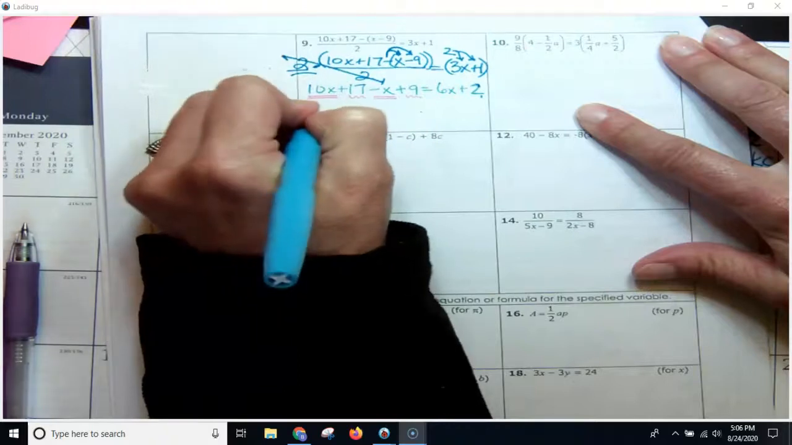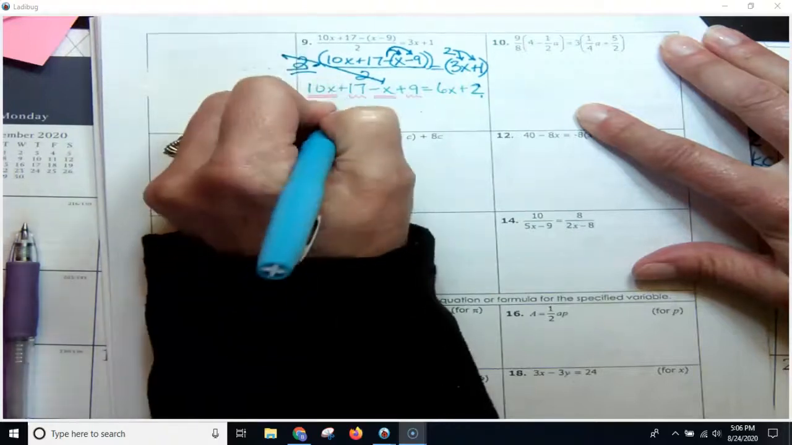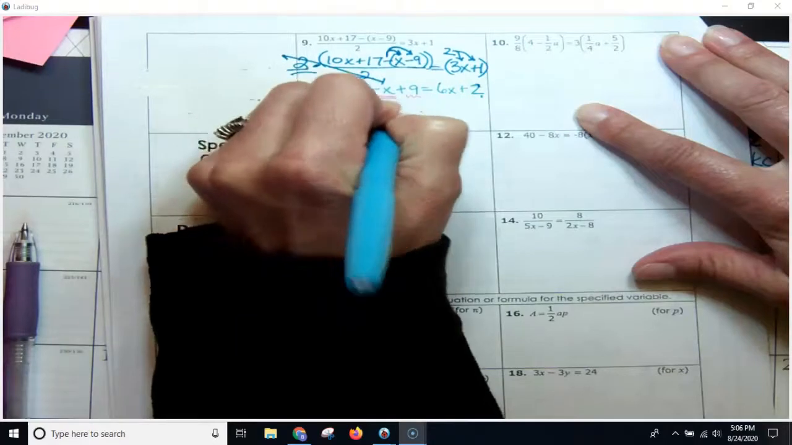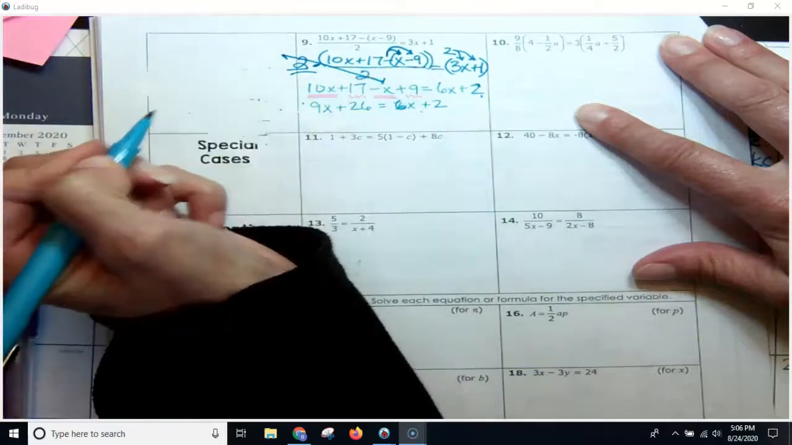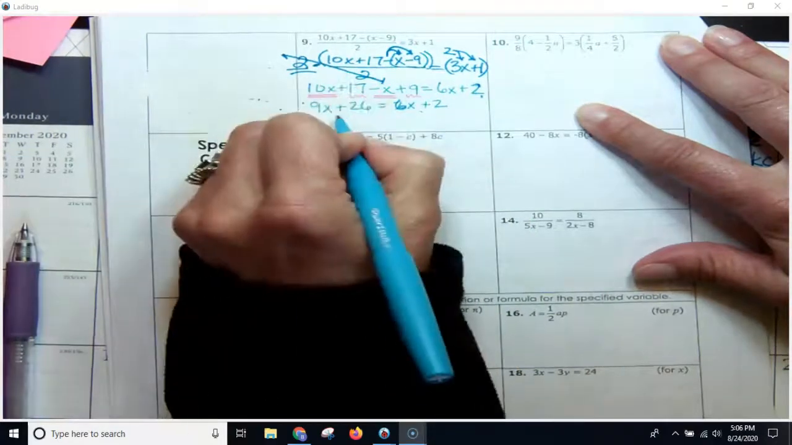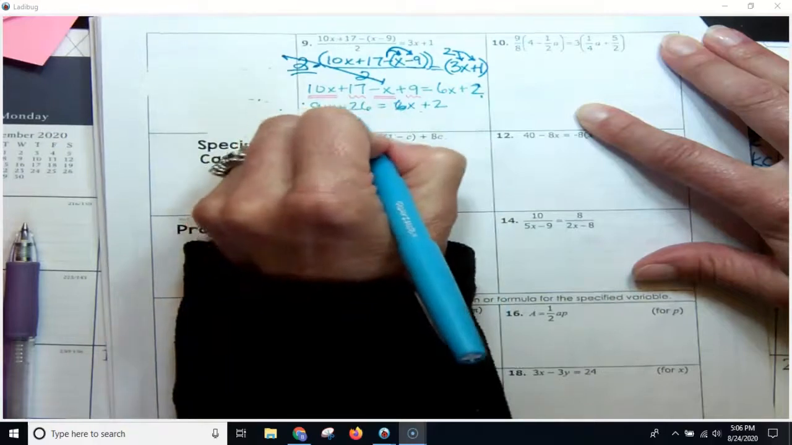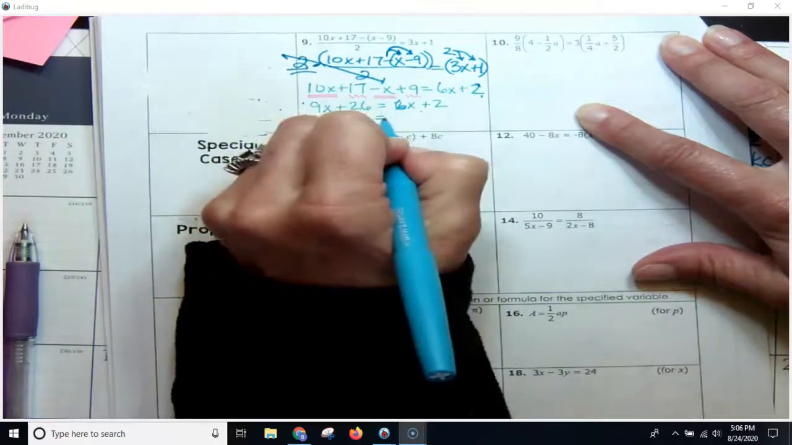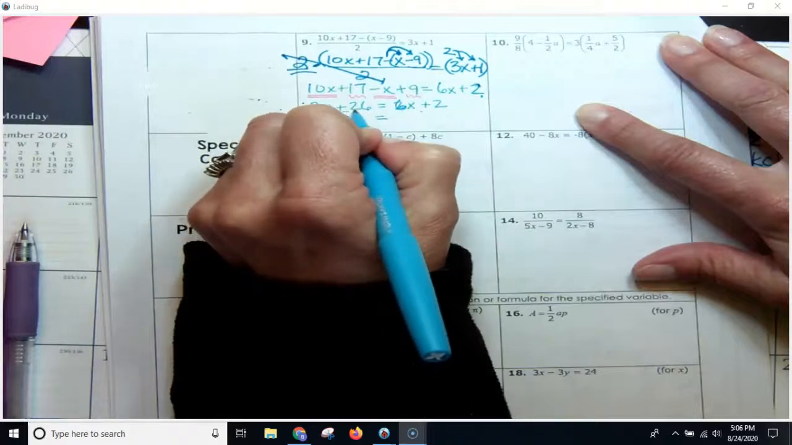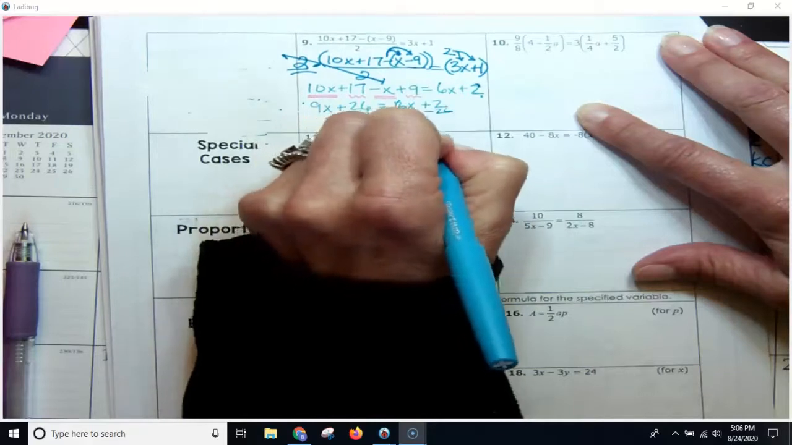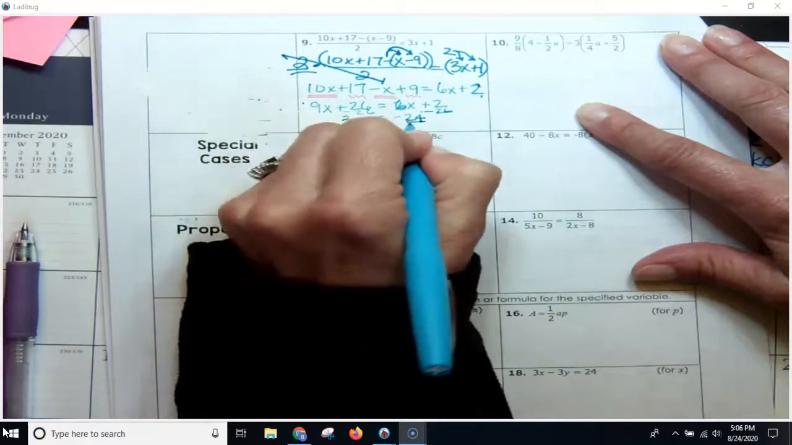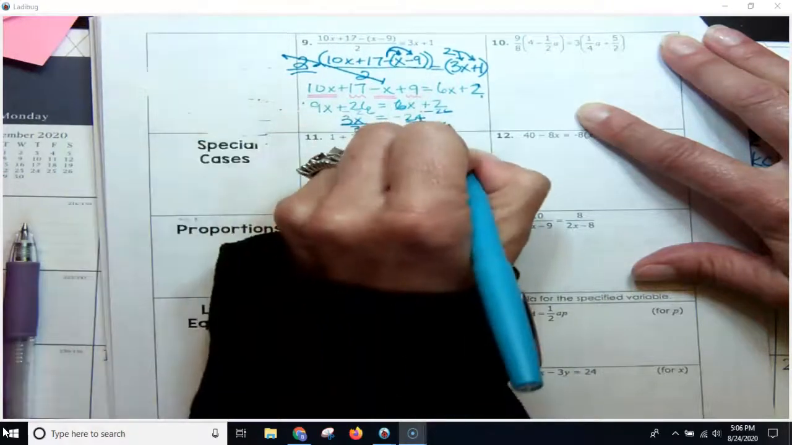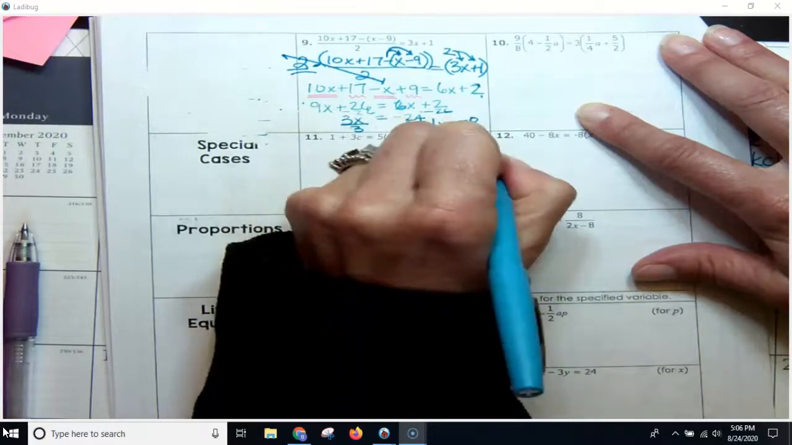So 10x minus x is going to give me 9x. 17 plus 9 is going to give me 26, and I get 6x plus 2. Now I'm going to subtract 6x from both sides and get 3x. I'm running out of room. And then I'm going to subtract 26 from both sides and get negative 24. And I'm left dividing by 3. And I get x equals negative 8.